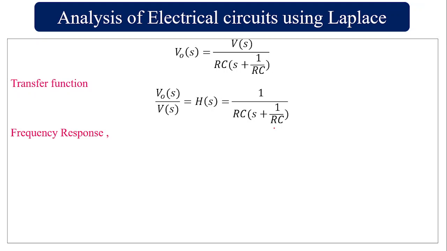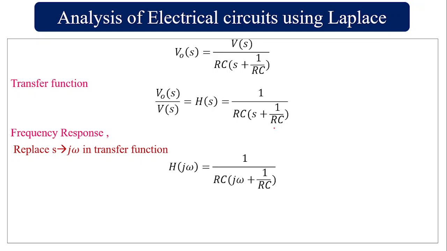The second component they asked us to find is frequency response. If I replace S as j omega in the transfer function, I'll get the frequency response. So H of j omega is equal to, wherever I have S, I replace S by j omega. So 1 divided by RC into j omega plus 1 by RC.